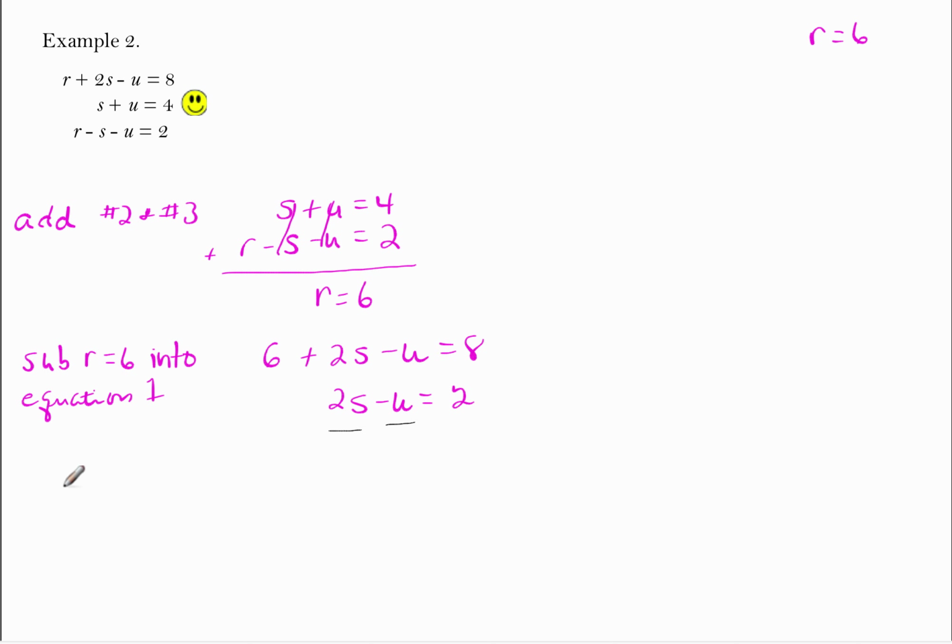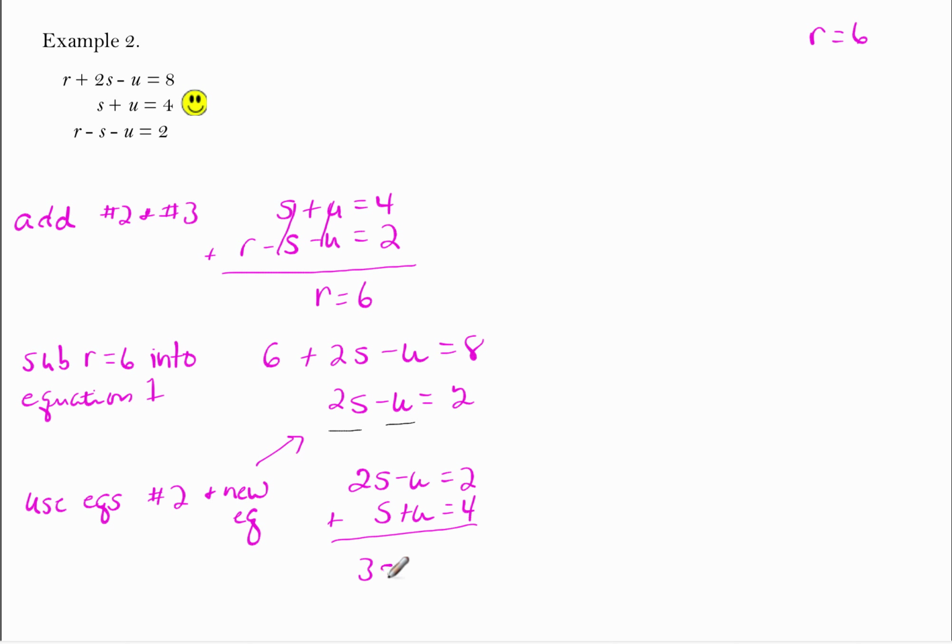So step 3 is now going to be use equations number 2 and the new equation, that would be that one right there. So I'm going to take the 2s minus u equals 2. I'm going to take equation 2, which is s plus u equals 4. I'm going to add them together, and I get 3s equals 6, so s equals 2.